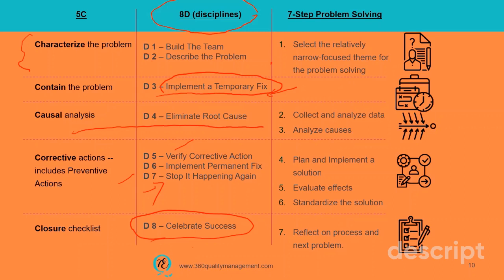No matter what discipline, 5C, 8D or 7 steps, they all follow the same type of steps where you have to identify the problem, contain, do root cause analysis, take corrective actions to address the problem, and finally verify the effectiveness.